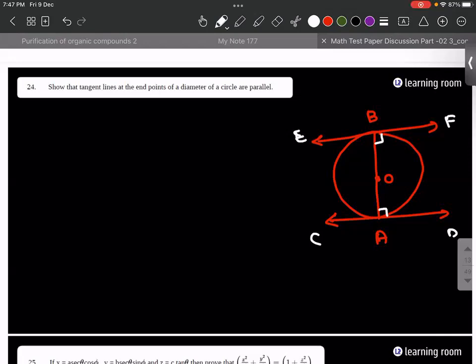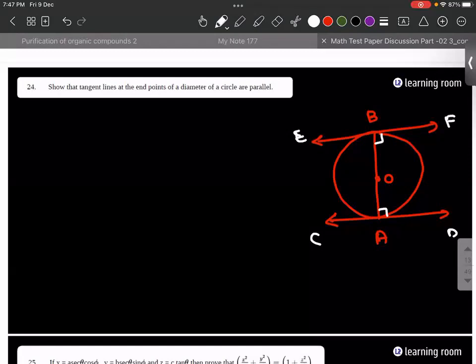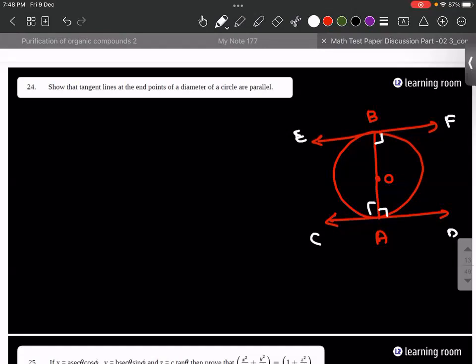So I got angle EBA is 90 degrees and angle BAD is equal to 90 degrees. Alternate interior angles, and so EF is parallel to CD. Perfect. That's it. So the keyword is alternate interior angles. That is what is expected.